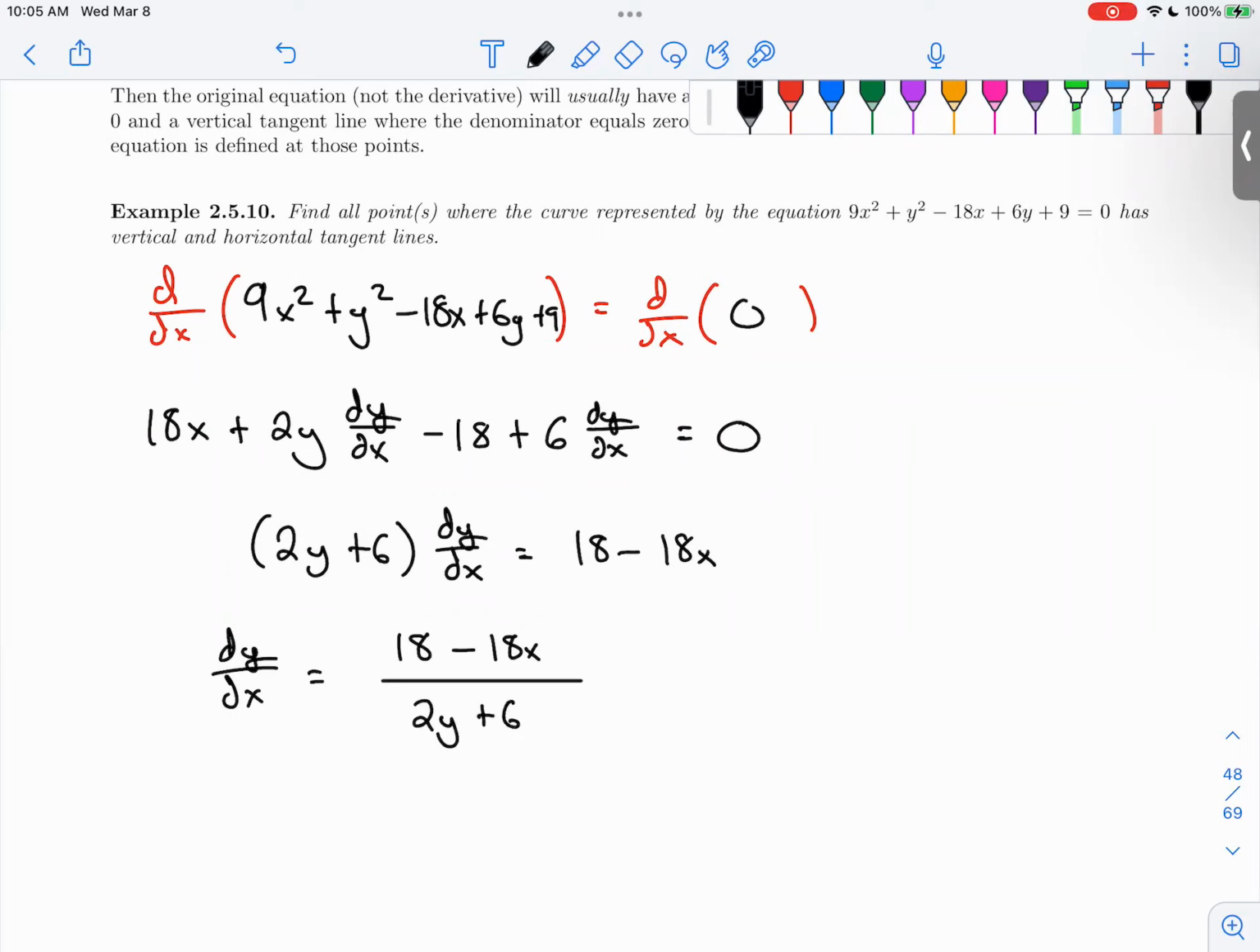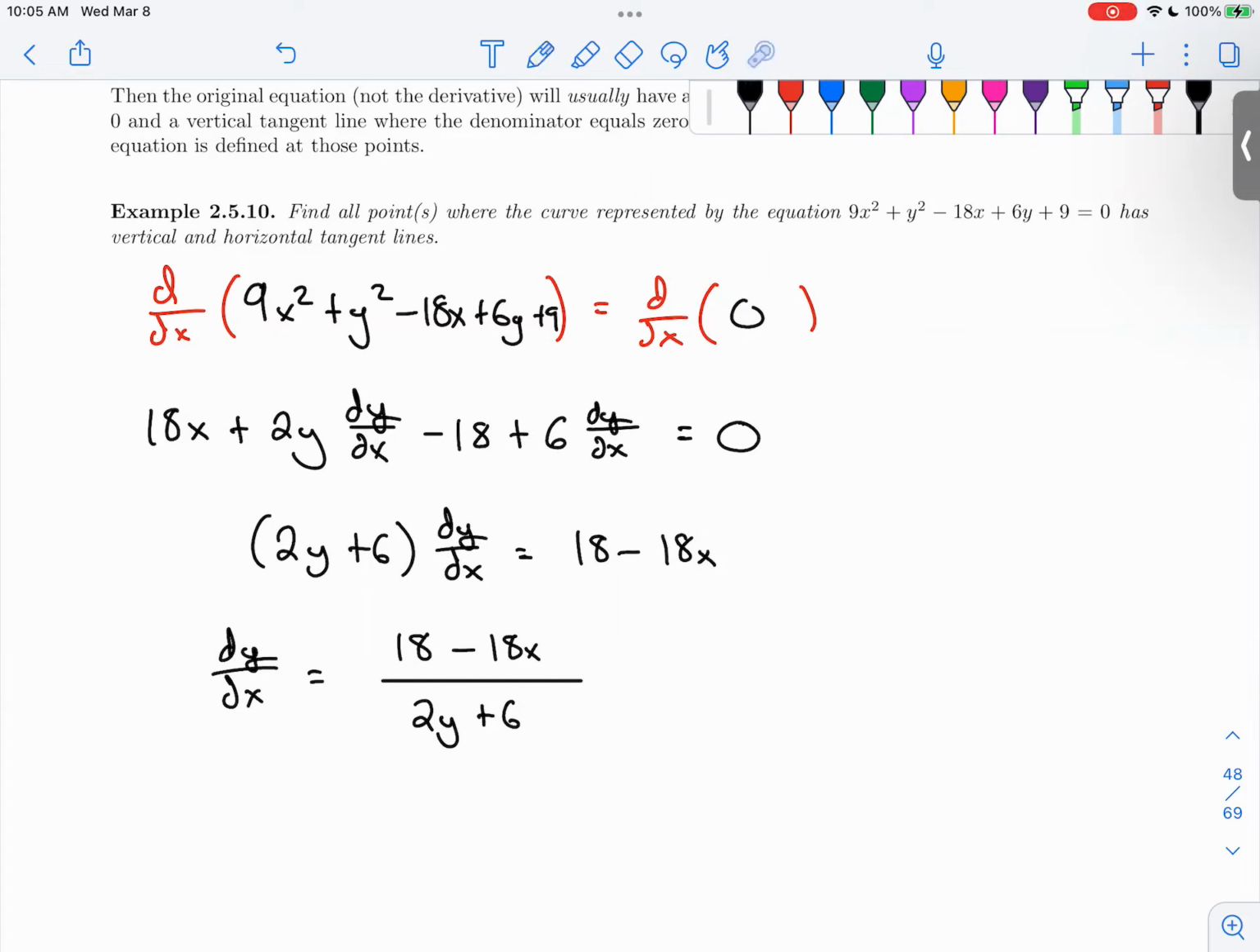Now, yes, we could simplify it. If it's 18 minus 18x, could it be negative 18x plus 18? Yeah, you could do negative 18x plus 18, however you want to do it. I just like to have my first term be positive, if I can avoid writing a negative sign, because then that's extra work, right?